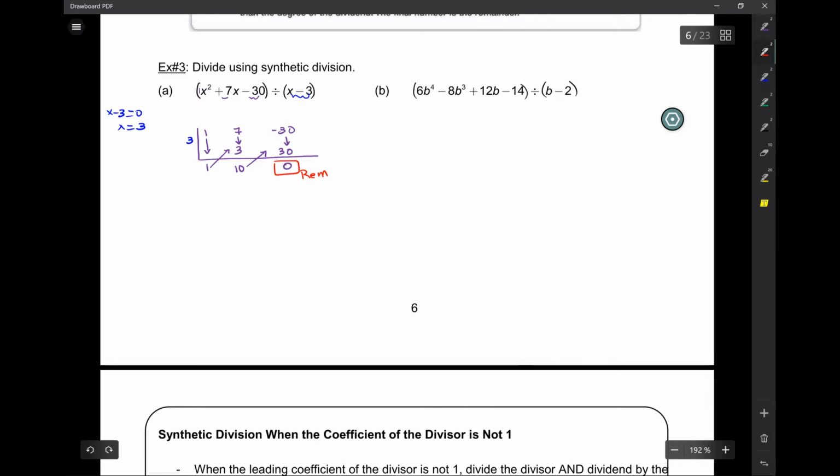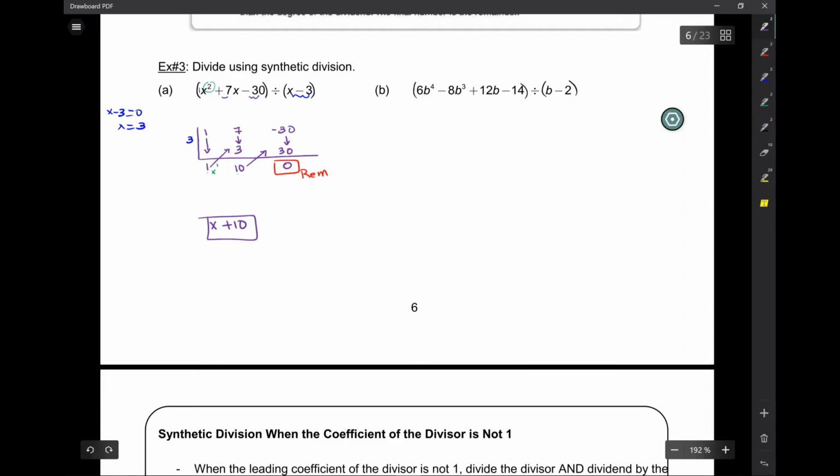Okay, now here's how this works. Every time you do polynomial long division or polynomial division, the exponent of the dividend always gets decreased by 1. So if we started with an x squared, it's going to go down 1, so it's going to be x to the power of 1. And these are going to be the coefficients. So it's 1x to the power of 1 plus 10. So the answer here is x plus 10 and remainder 0.